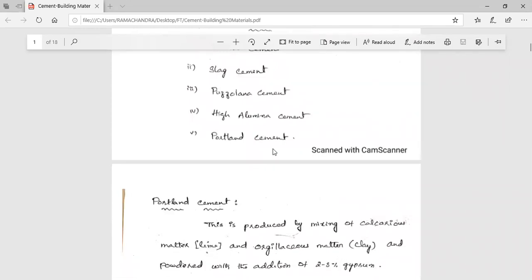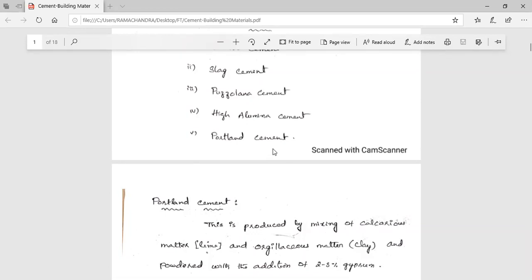Portland cement is produced by a mixture of calcareous matter, which contains lime, and argillaceous matter, which contains clay. The mixture of lime and clay is used to make a powder. To that powder, 2 to 3% of gypsum is added, and that is known as Portland cement.